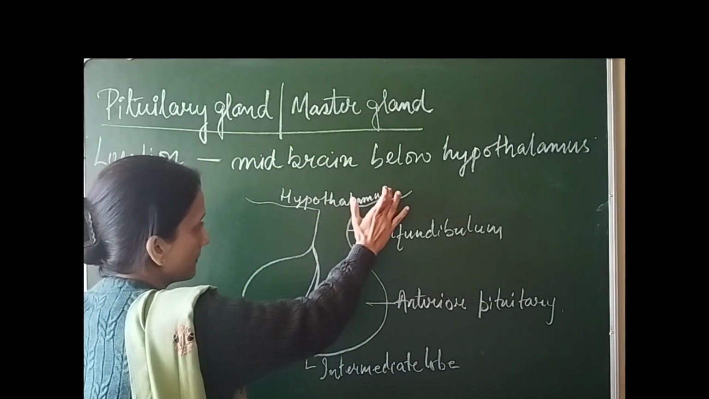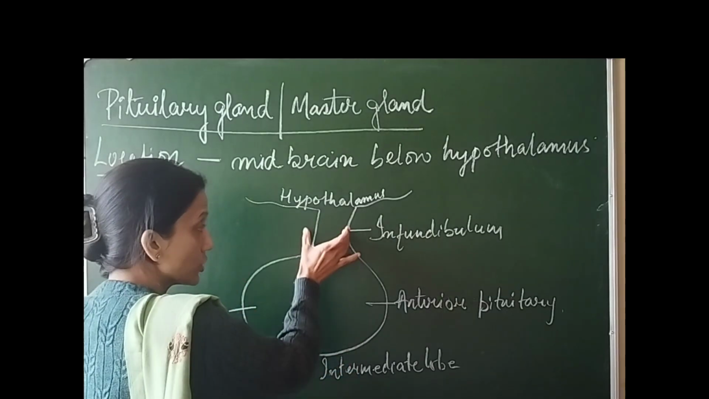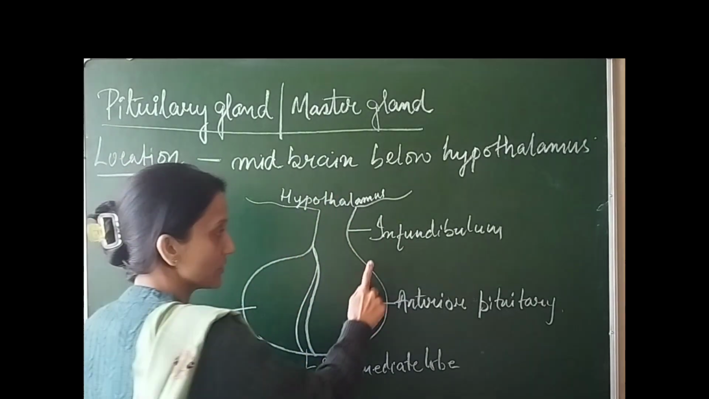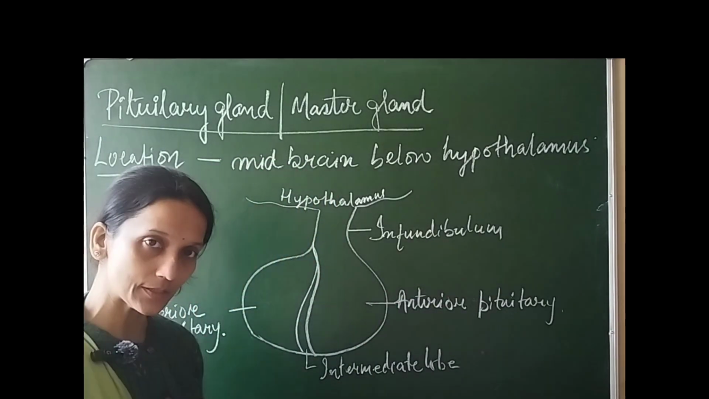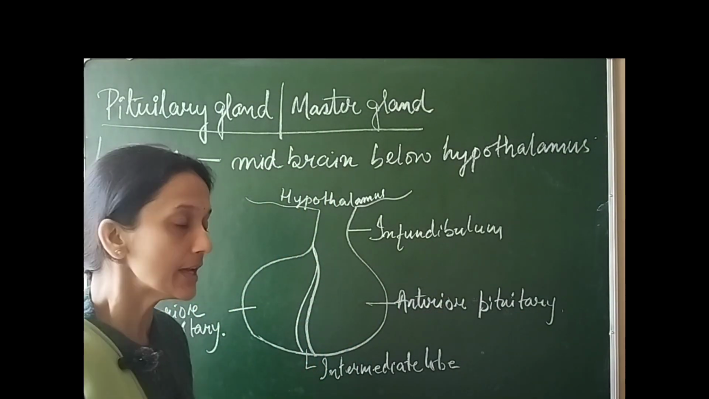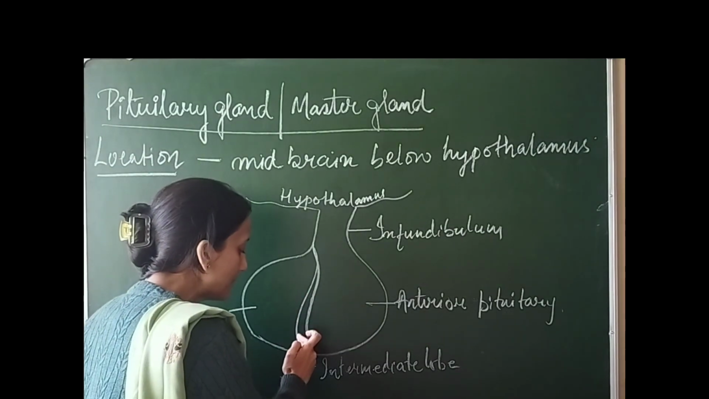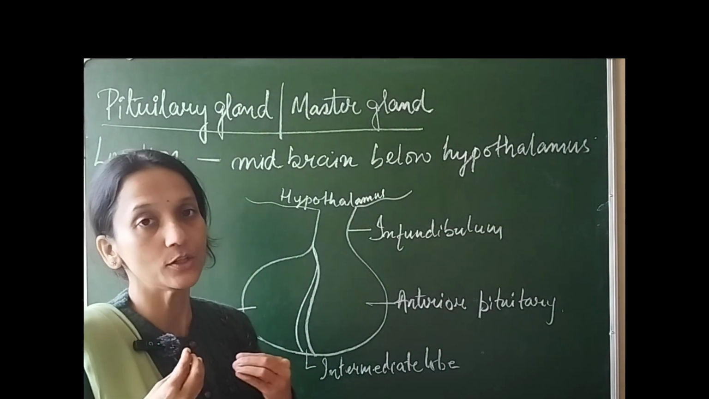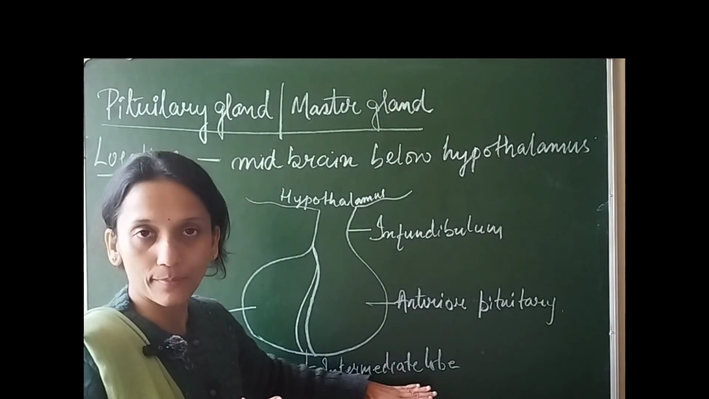So if this is hypothalamus and this is the pituitary, then the stalk or the neck that connects the hypothalamus with the pituitary is known as infundibulum. And this pituitary is divided into two parts. Actually there are three parts, but since functionally the median part, which is known as the intermediate lobe, is not very active in humans, we will not study about this.